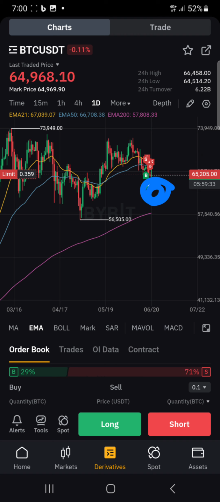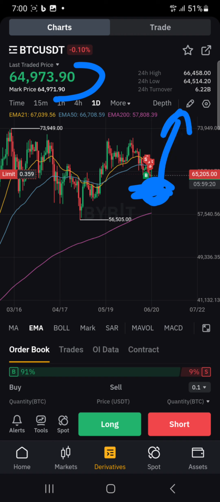So for anyone who wants to take a trade and even enter a trade at this point here or at this current price here, you will still be on a safer side, riding the price upward from this point here up to the $74,000 range.